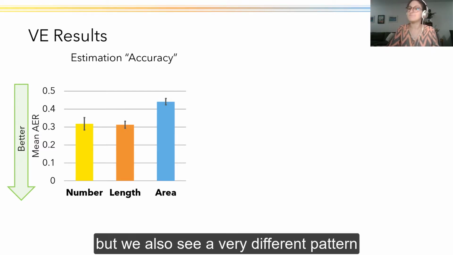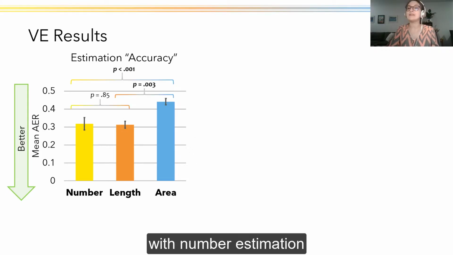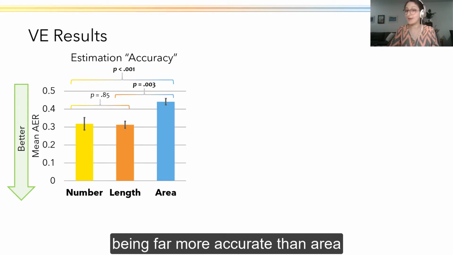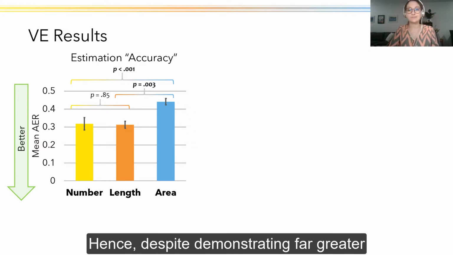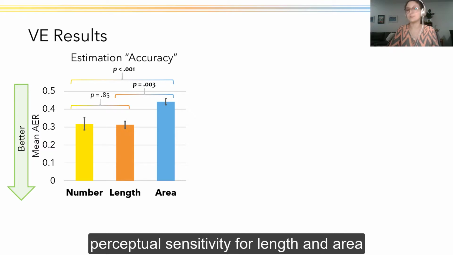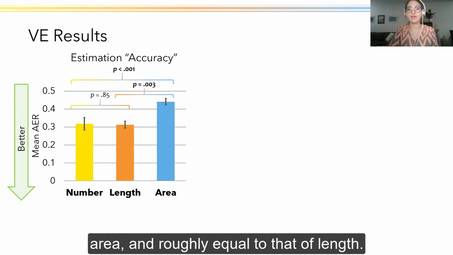But we also see a very different pattern compared to the perceptual sensitivity task, with number estimation being far more accurate than area and roughly equal to that of length. Hence, despite demonstrating far greater perceptual sensitivity for length and area, number estimation was far more accurate than area and roughly equal to that of length.